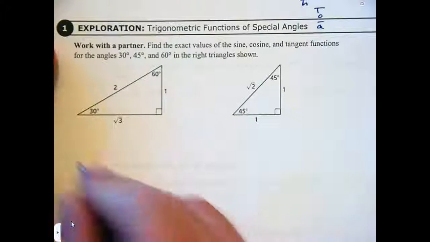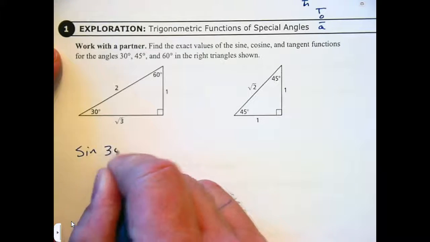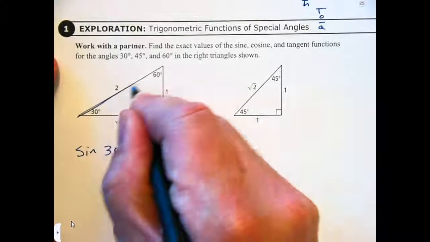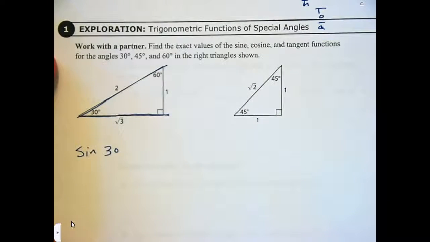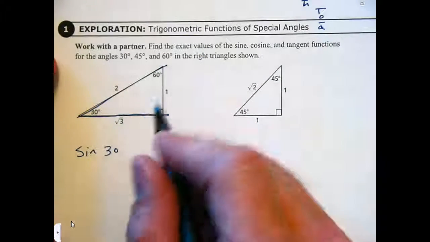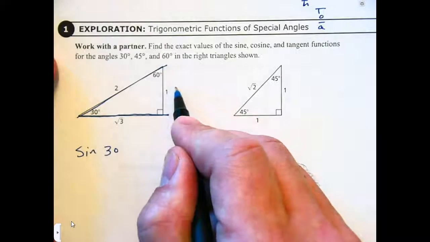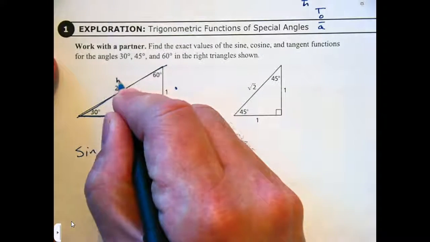Just so you're clear what's being asked, I will do the first one for you. Sine of 30. The sine of 30 has a ratio. If I trace my 30 degree angle, now note we're going to have to use 60 here in a minute, so you may not want to trace in pen like I did, unless you have a highlighter handy. The opposite side would be 1. The adjacent side would be root 3, and the hypotenuse is 2.